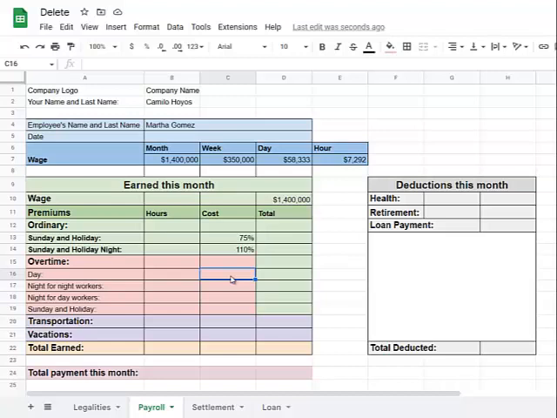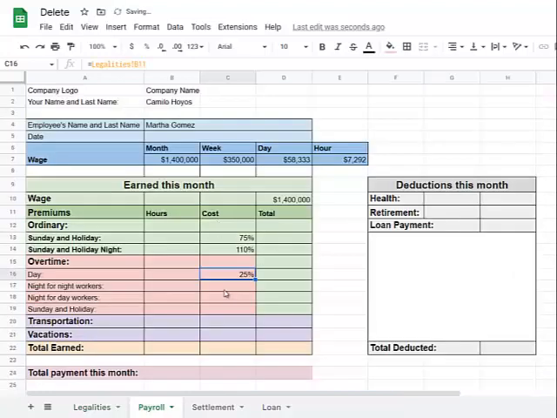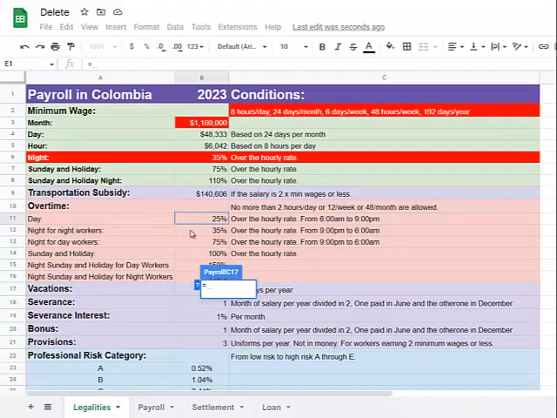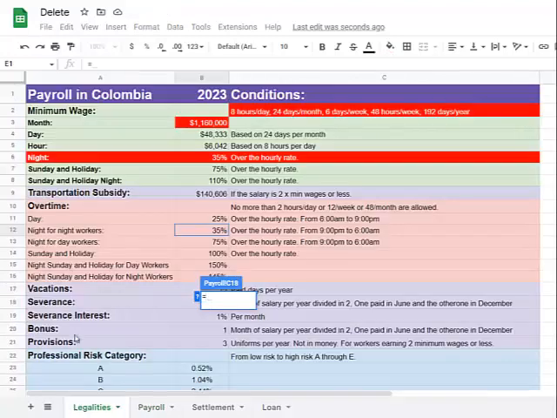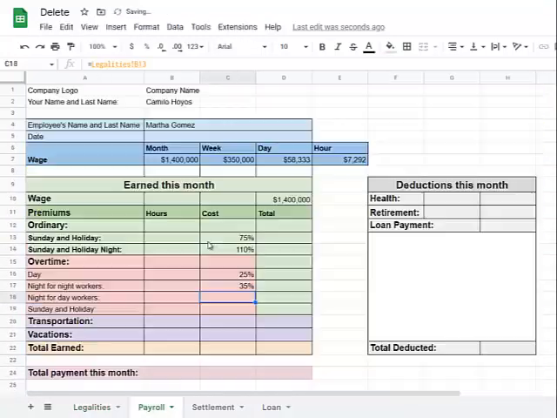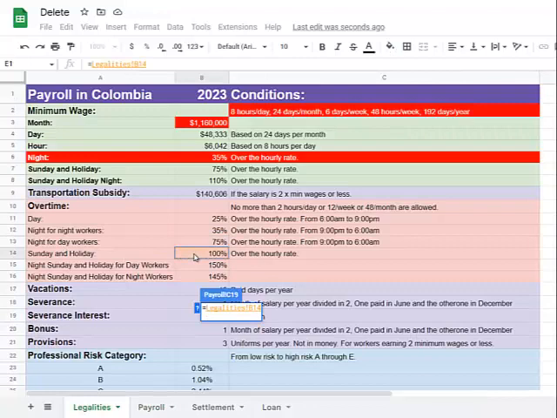So the premium for overtime during the day. Here, overtime during the day is 25%. So I click there, enter. Let's go to night for night workers. Equals, go to legalities, night for night workers. Click there, enter. Let's go to night for day workers. Hit equals, go to legalities, night for day workers. Click there, enter. Then Sunday and holiday. Equals, let's go to legalities, Sunday and holidays is here.